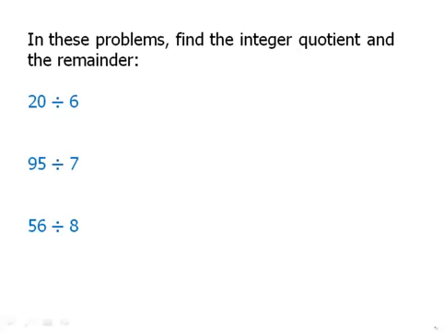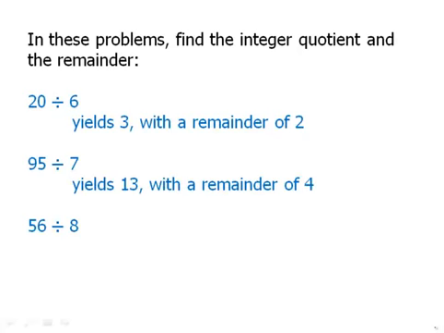20 divided by 6, well obviously 6 goes into 18 3 times and we have 2 left over. 95 divided by 7. This is a little bit trickier. You have to know that 91 equals 7 times 13. And so it goes in 13 times with 4 left over. 56 divided by 8, of course 8 goes into 56 an even number of times. It goes in 7 times and we have no remainder. So for that we can actually just write the equal sign and note that we have no remainder at all.